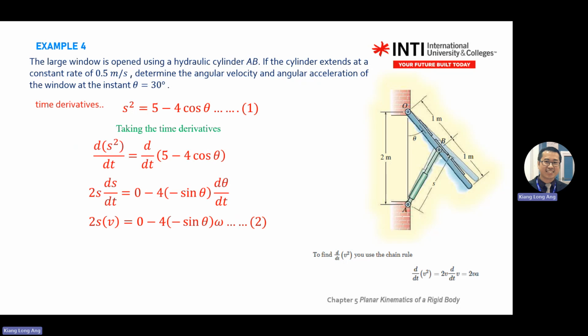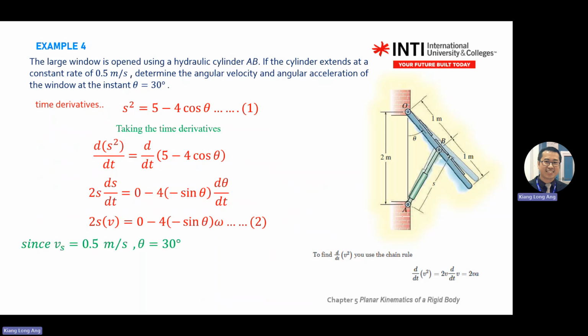Here you need to do some differentiation for cos. And then you arrive at one equation. So you have a boundary condition at 30 degree, velocity is 0.5, because here it tells you that velocity is 0.5. You put it inside there, you can find the omega. Again, if you're not familiar with chain rules, go home and read about chain rules.